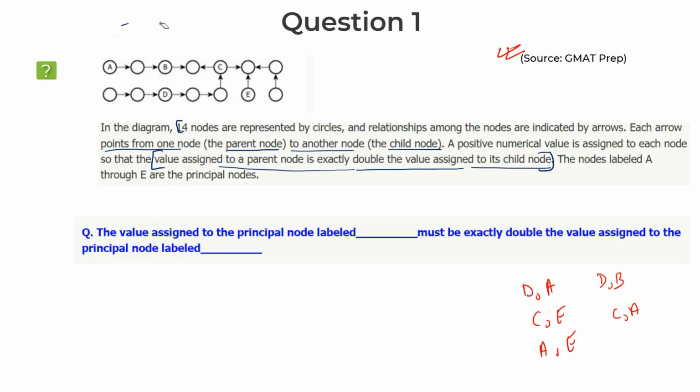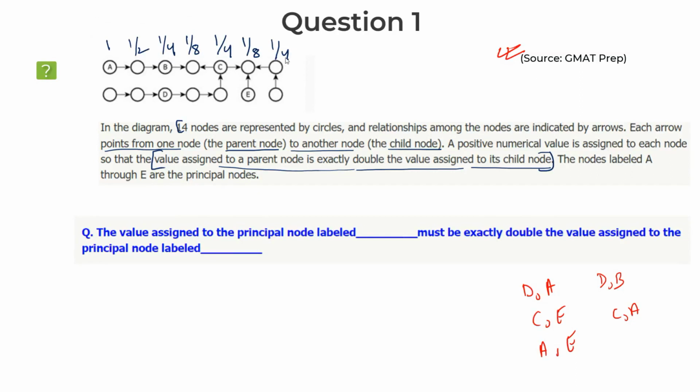So what we are going to do is assign A, the first one, any one particular number, let's say 1. What will be the next one? The next one will be 1 by 2. The next one after that would be 1 by 4, and after that 1 by 8. Similarly, for this one, this would be 1 by 4, because C is the parent node to this one. The one after that is the child, so that will be 1 by 8. The one after that is the parent, so that will be 1 by 4.